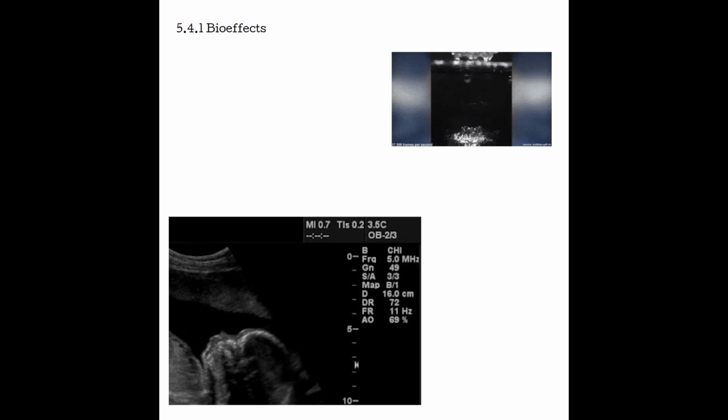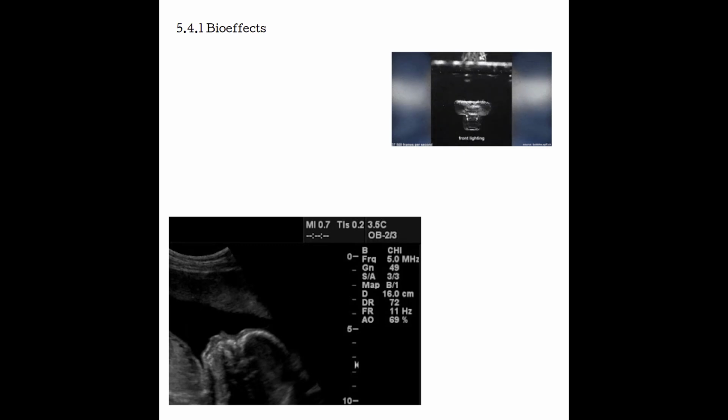Now, I mentioned on the SPTA image that we are concerned about bioeffects when we are looking at the SPTA intensity, the spatial peak temporal average intensity. Ultrasound really has not shown any severe adverse side effects in the application of diagnostic medical sonography. However, we do know that computer studies do suggest that in very strong pulses and for very long durations, we might actually start to see some bioeffects occur.